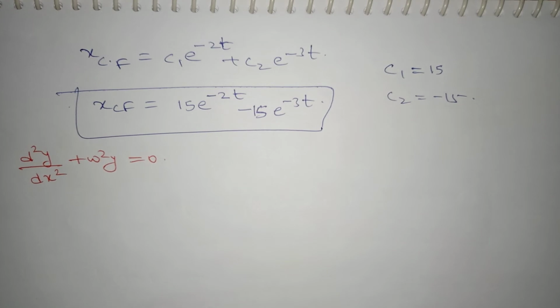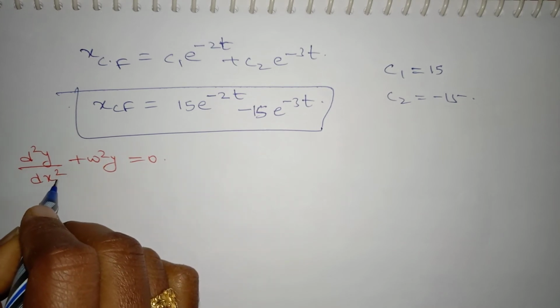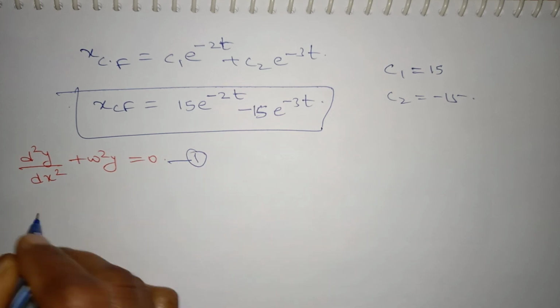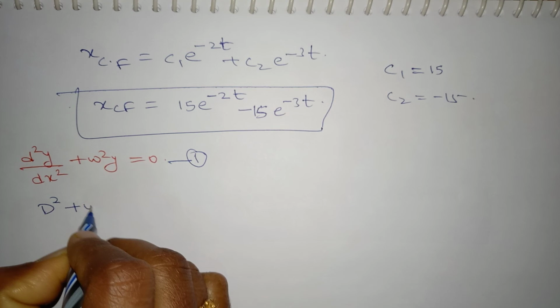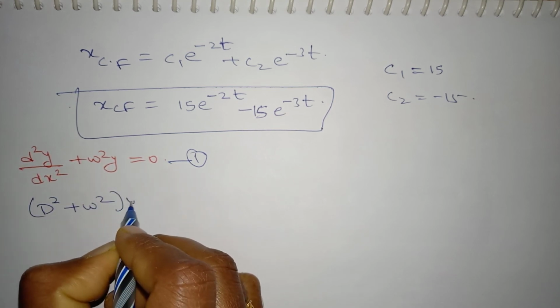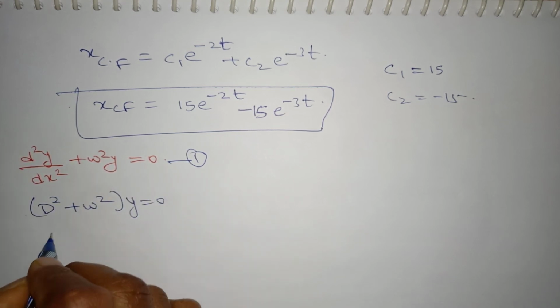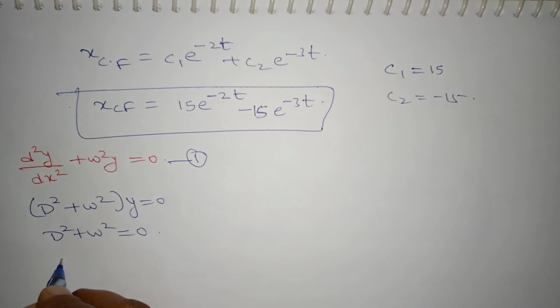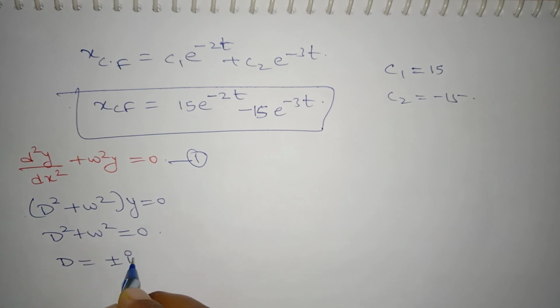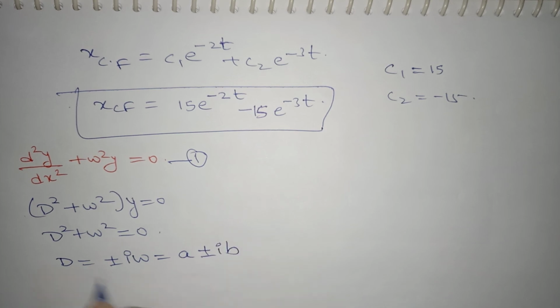Now take one more example. Now write this equation into auxiliary form, that is D square plus omega square into y equals 0. The auxiliary equation of this is D square plus omega square equals 0. Now the roots from this equation will be plus or minus i omega, that is in the form of a plus or minus ib. Here a equals 0 and b is omega.